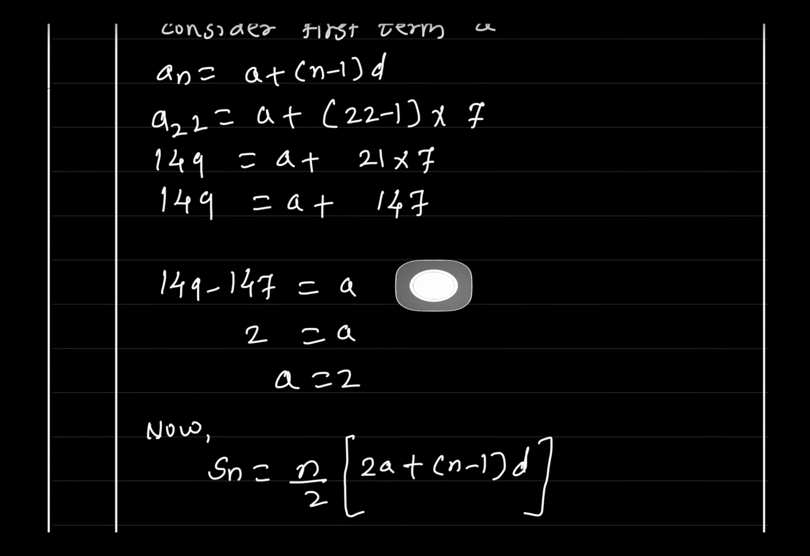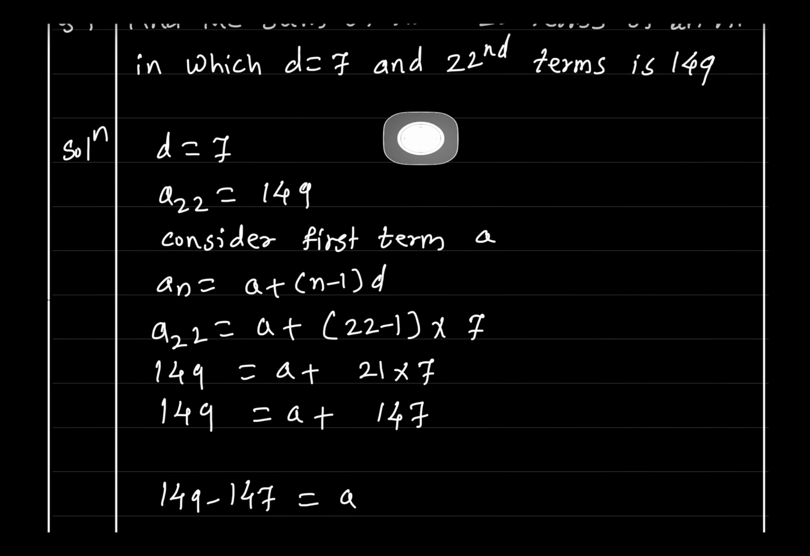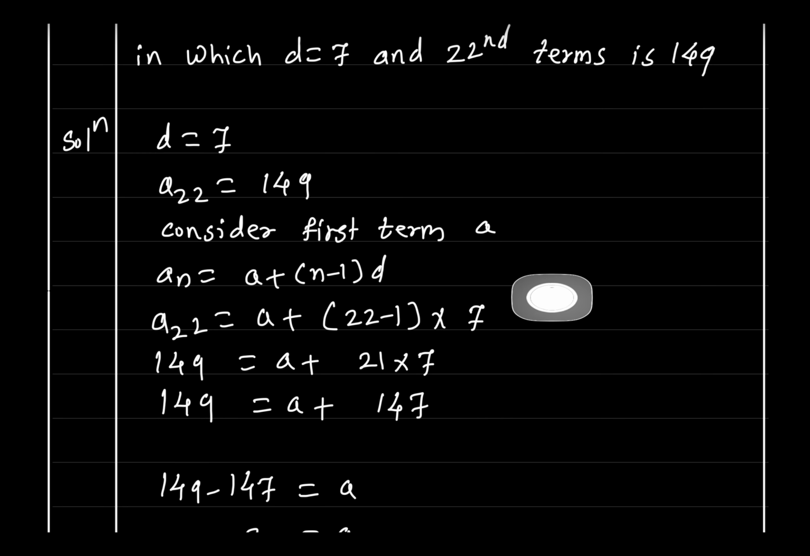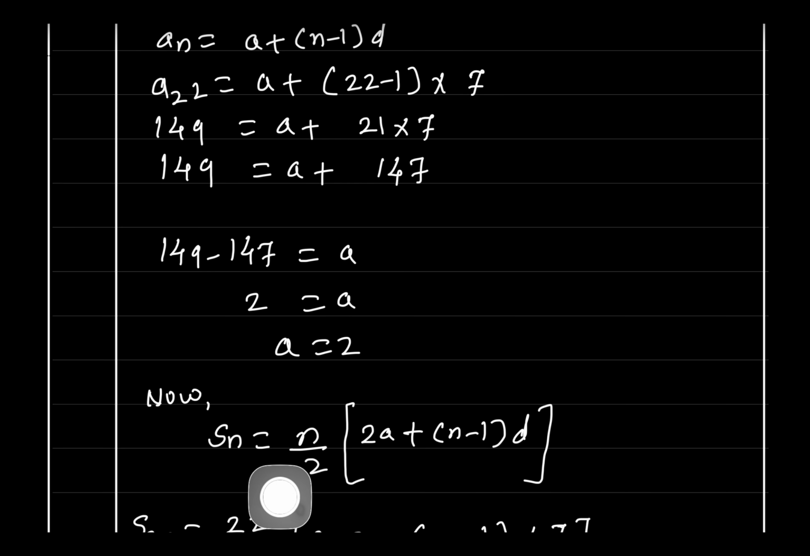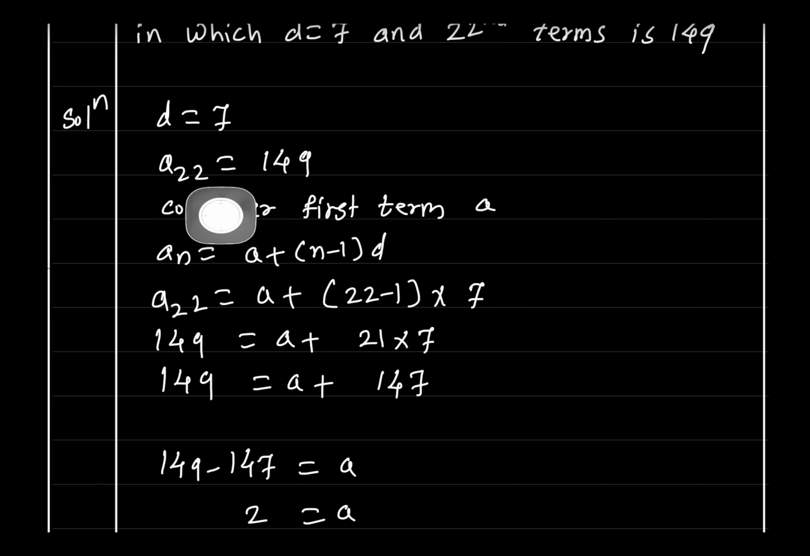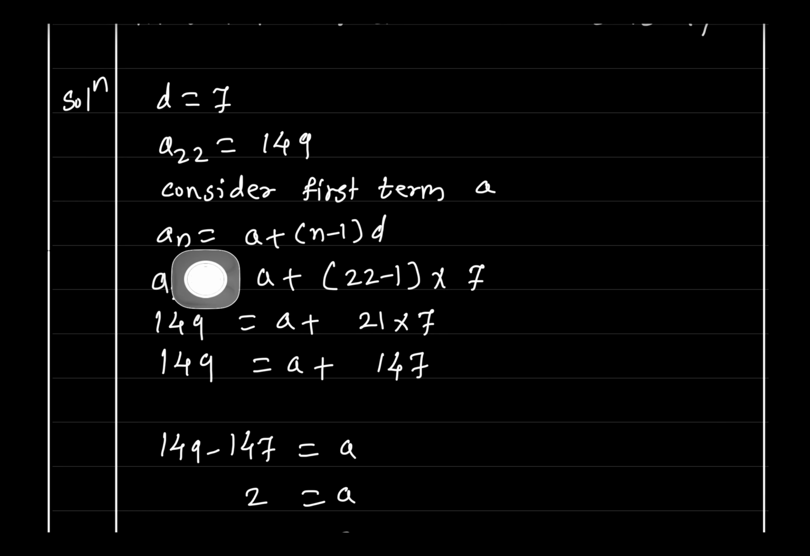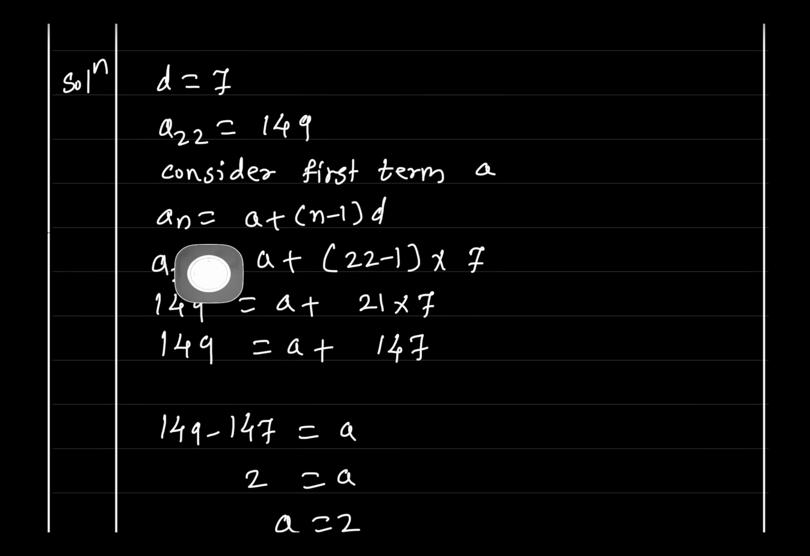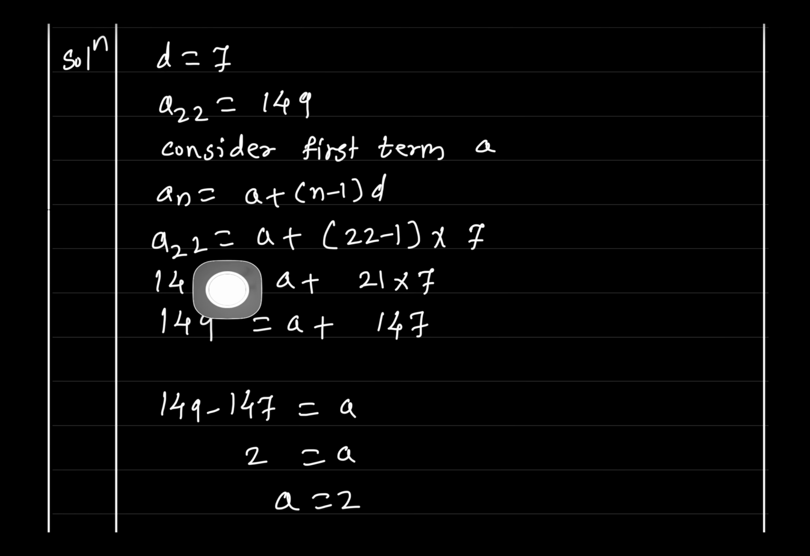So we have the formula, and consider the first term a. We have the formula an equals a plus (n minus 1) into d. Actually, what they asked is to find the sum of the first 22 terms. Sum means Sn, that is S22, but here a22 is given as 149. So we have to use this formula first. d is given, so we will get a, and from that a we can find Sn.